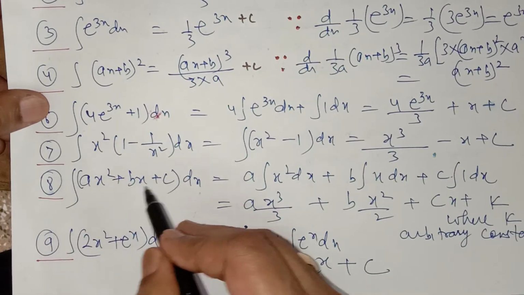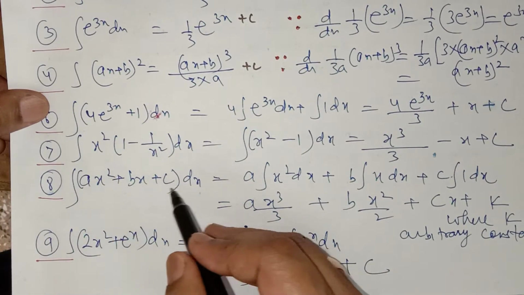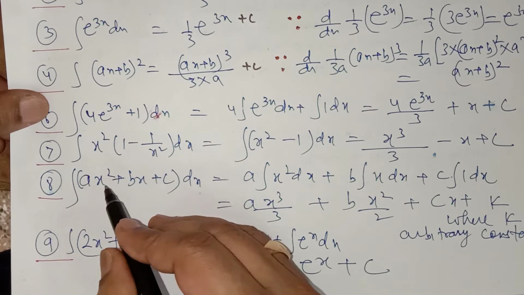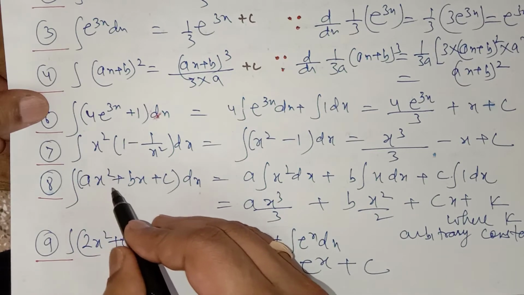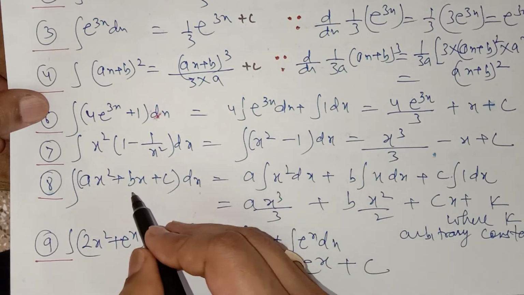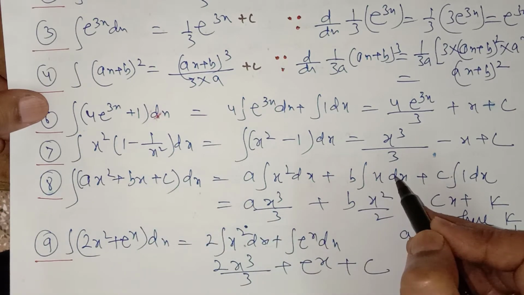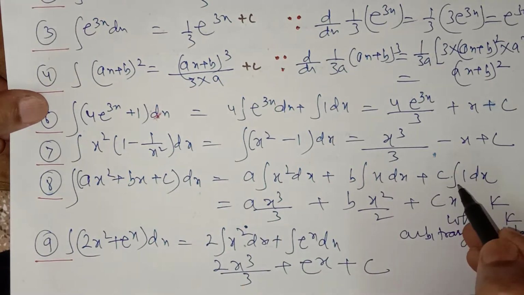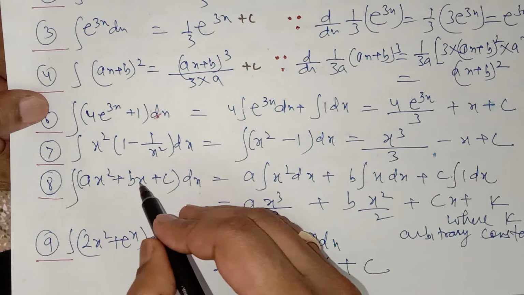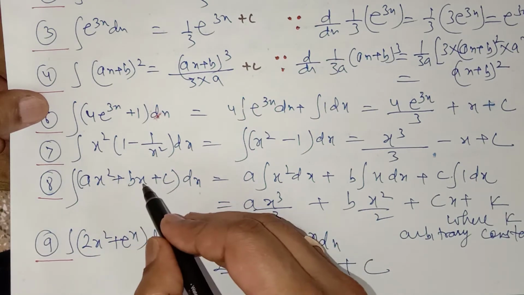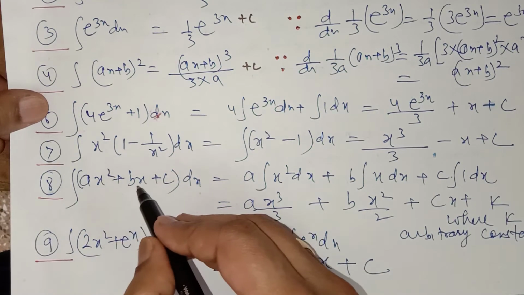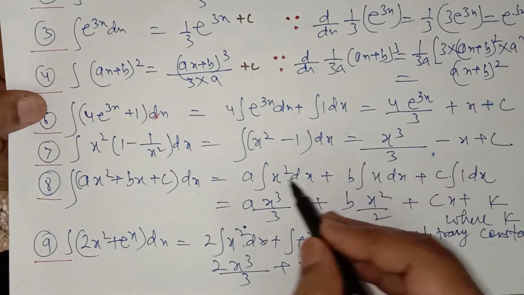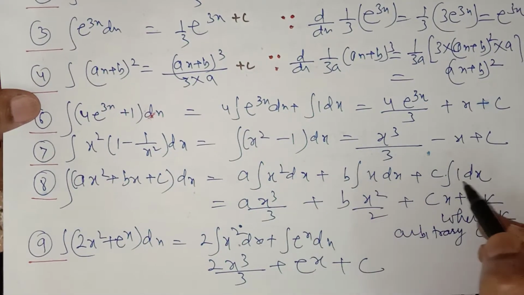Now for ax square plus bx plus c with respect to x, break it into 3 integrations, that is, a times the integration of x square with respect to x, b times the integration of x with respect to x, plus c times the integration of 1 with respect to x, because a, b, c are the scalars or the coefficients of x square and x, and c is the constant. So you have to integrate only x square, x and 1.